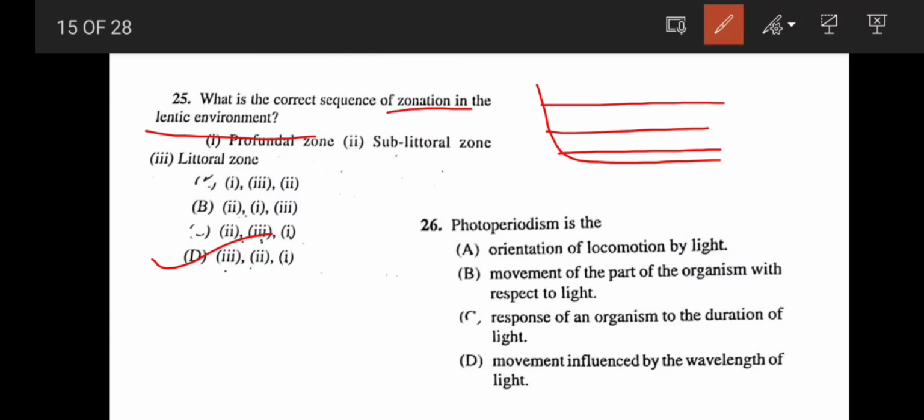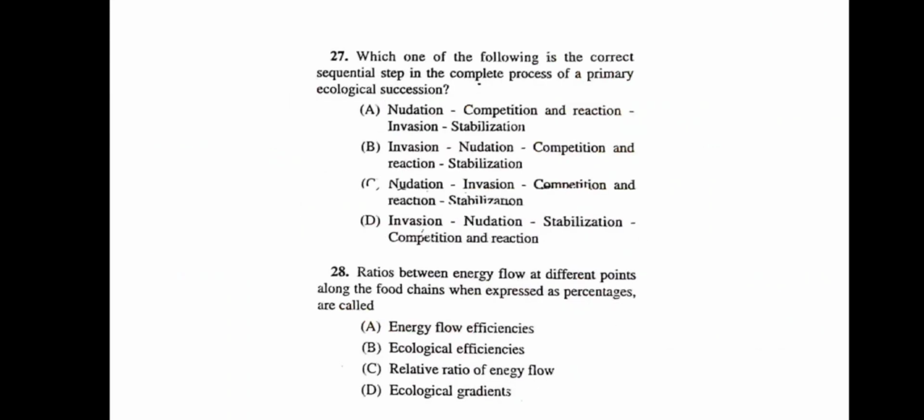Okay. Now, what is photoperiodism? Photoperiodism is the response of an organism to the duration of light. Okay, to the duration of light. So the correct answer is option C.